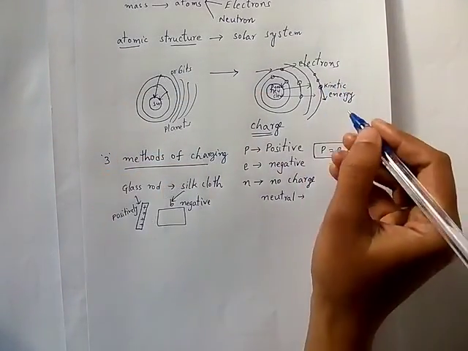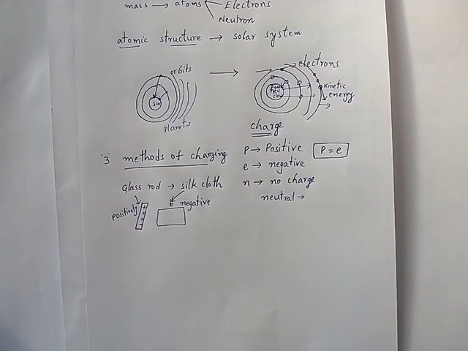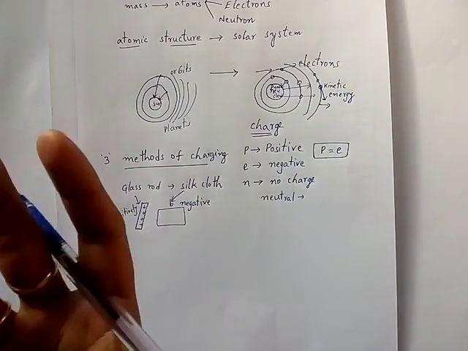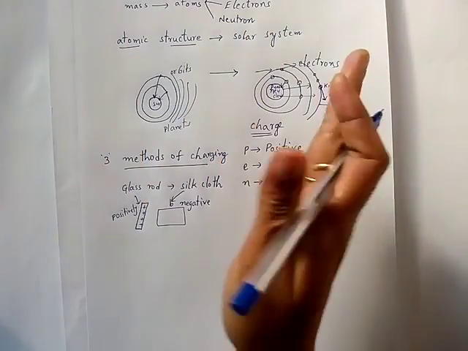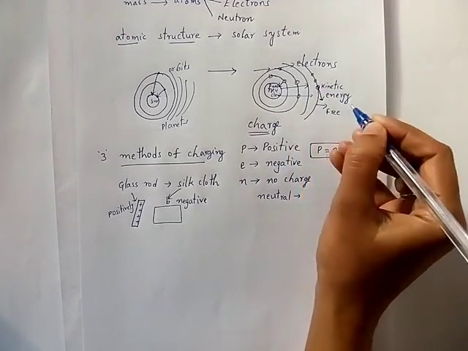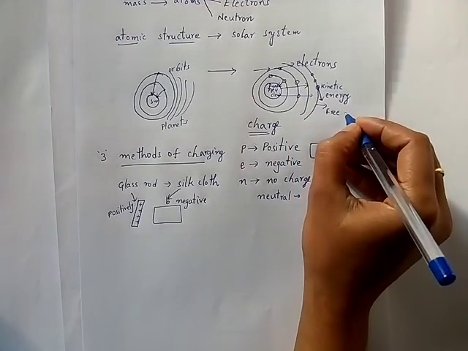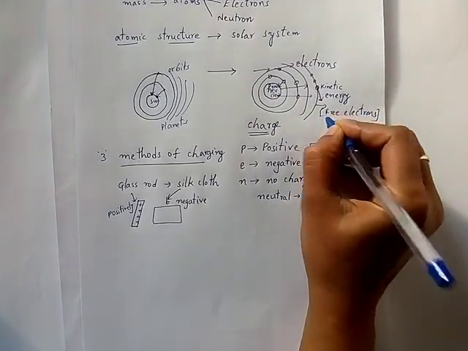Sometimes they come out of the orbit. The valence electrons, meaning the electrons far away from the nucleus in the last orbit, are called valence electrons. When the kinetic energy increases, these electrons sometimes come out of their orbit. Those electrons which come out of their orbit, we call them free electrons.